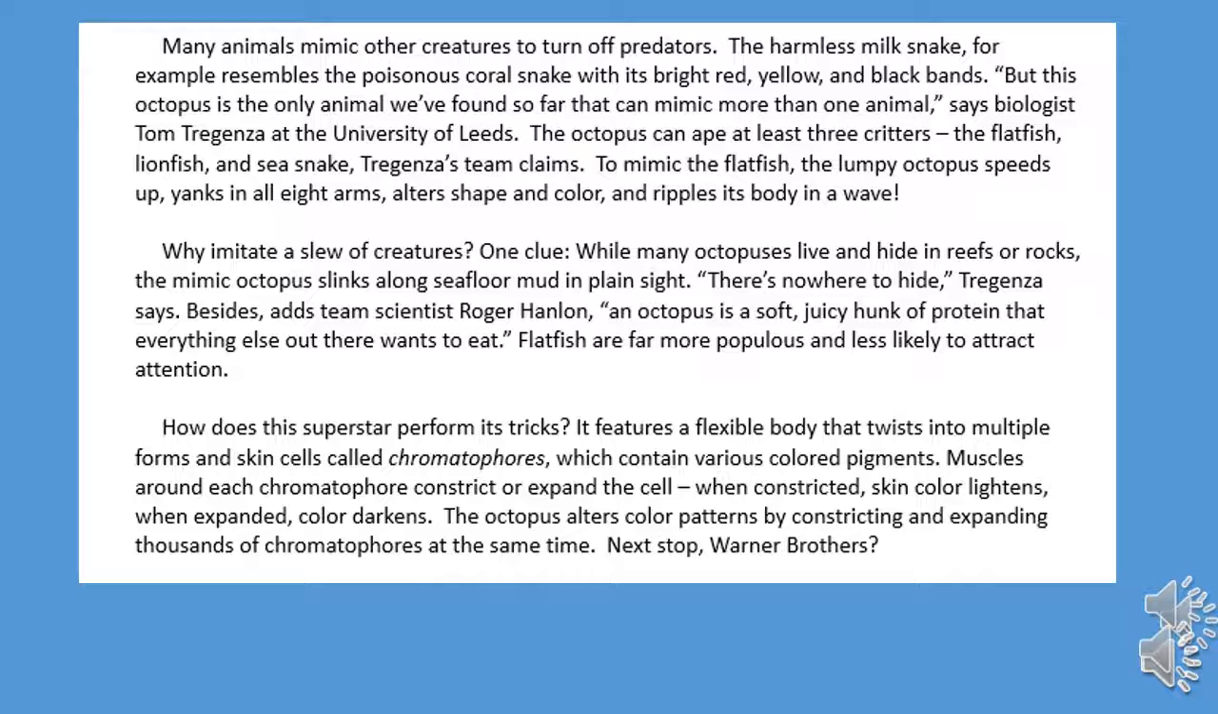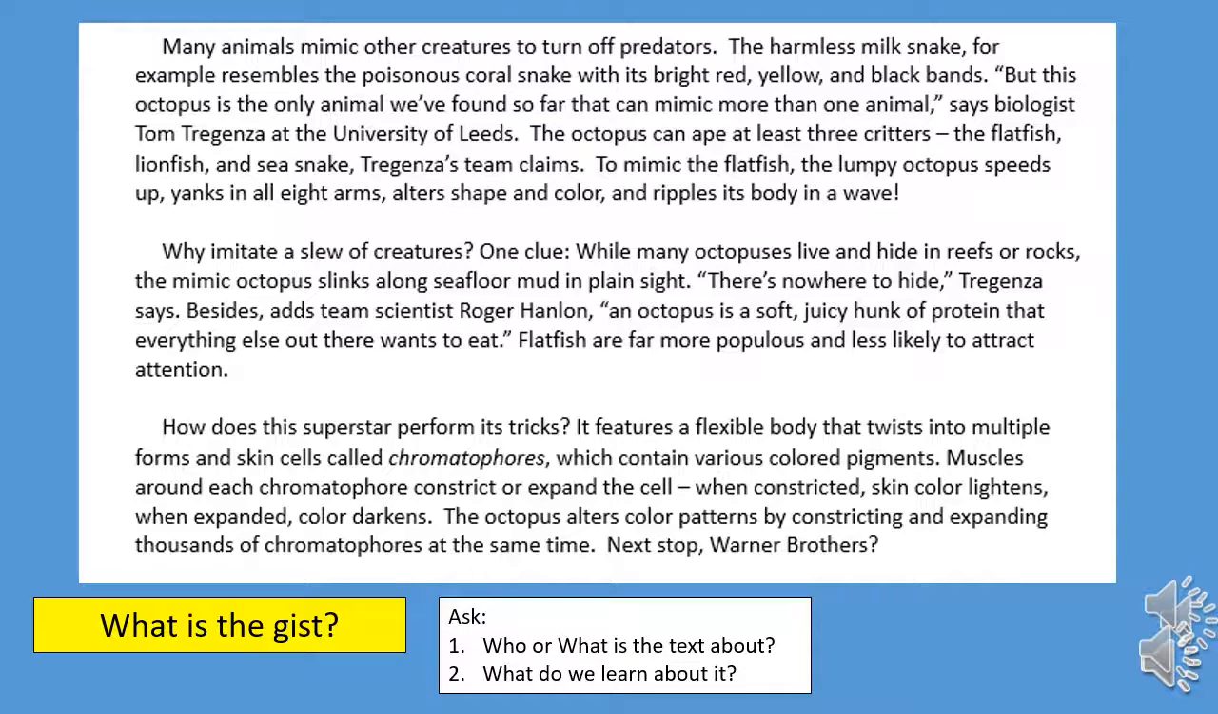Next stop, Warner Brothers? Now it's time to think about the gist. Remember that when you are figuring out the gist, you ask yourself who or what is the text about, and what do we learn about it? So who or what is this text about? It's about the Mimic Octopus. What do we learn about the Mimic Octopus? Well, we learn that the Mimic Octopus is able to change its shape and imitate at least 3 different types of animals. That's very interesting, and that's what we're going to write down as our gist.